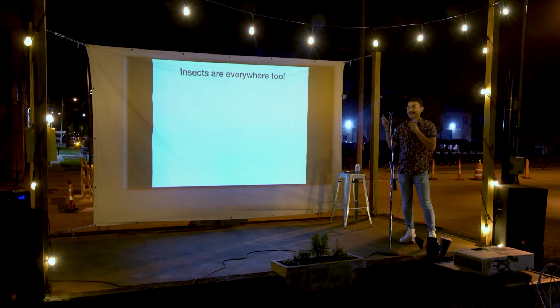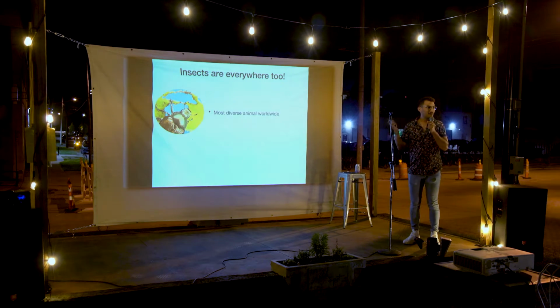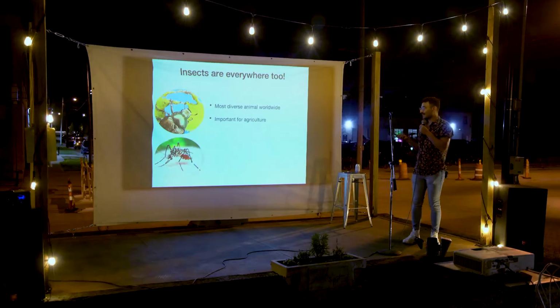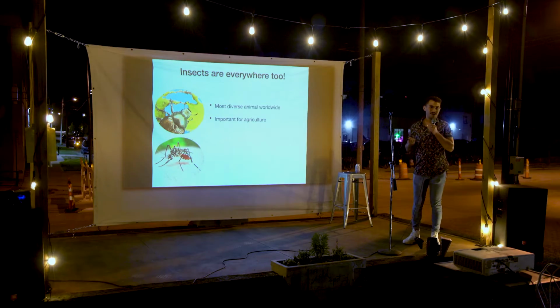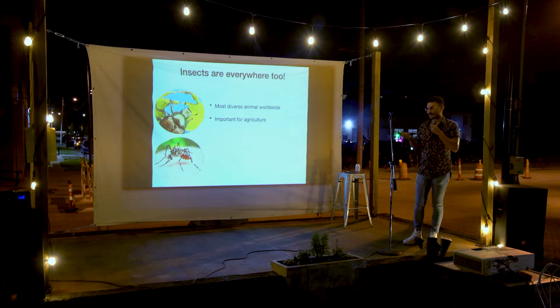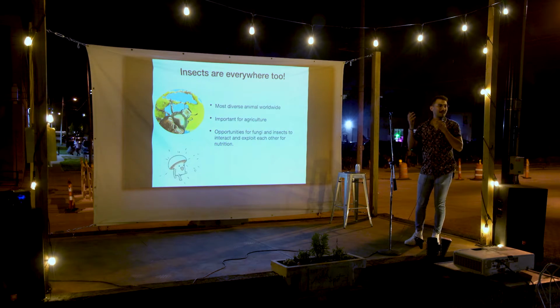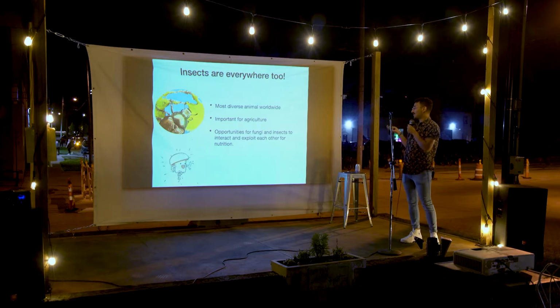Now, insects are everywhere too. Insects are the most diverse animal group worldwide. There are around 900,000 described species of insects, and they're very important for agriculture, both as beneficials and as pests. Having both of them everywhere means there's a lot of opportunity for fungi and insects to interact with each other to exploit each other for nutrition.